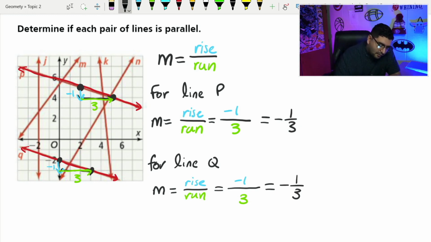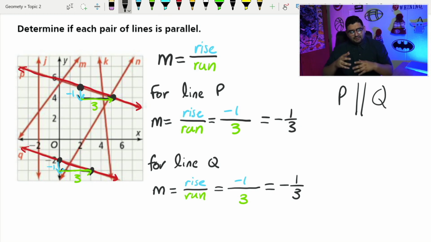So I know P is parallel to Q. Remember, in geometry, we also write down that 2 lines are parallel by using these 2 vertical lines. P is parallel to Q. We can actually do the same to the other lines in here, and you'd find out that P and Q are the only lines that are parallel in this case.